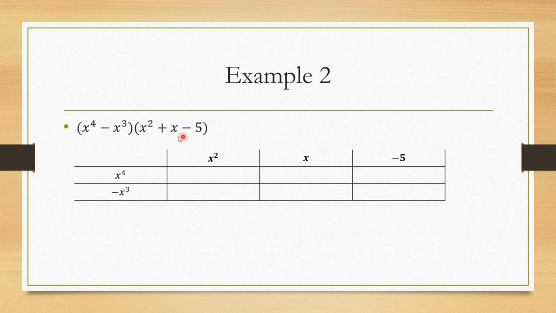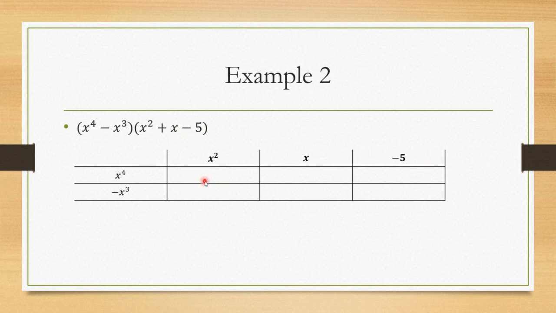Okay, so back to this. Each term here is giving us a column. Each term in this polynomial is giving us a row, as you can see. Now we have to get these products. Notice that I'm including the minus sign. You want to make sure you do that. You always include the minus sign if it's there.